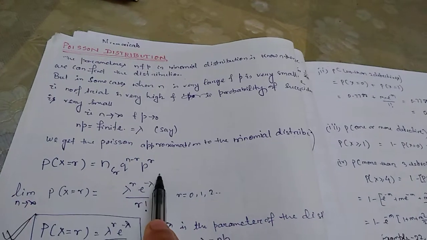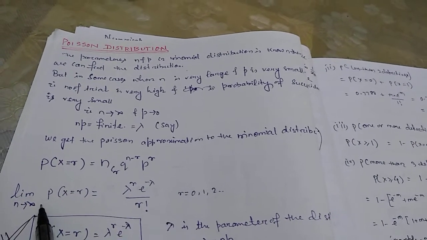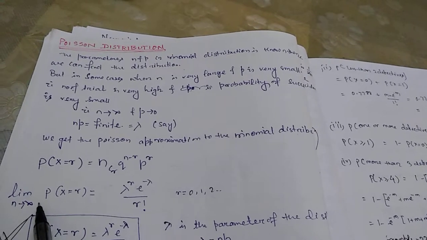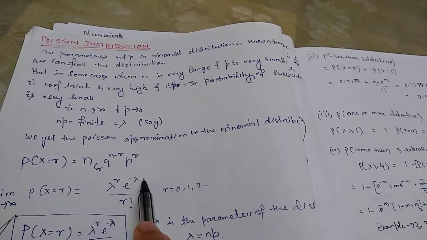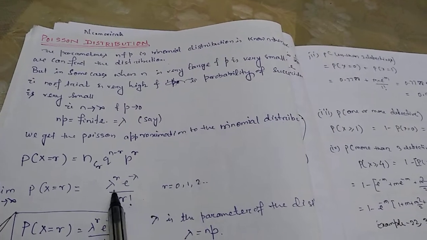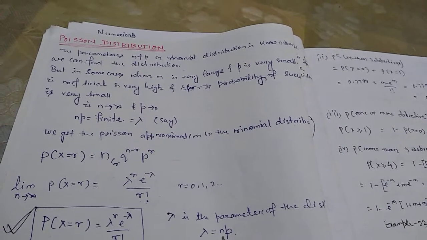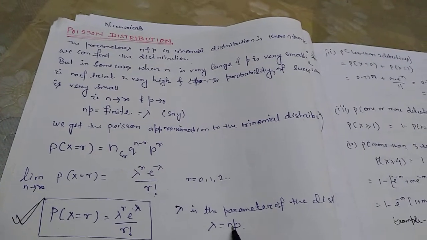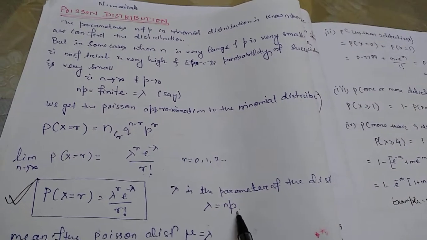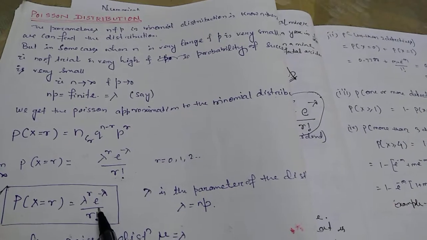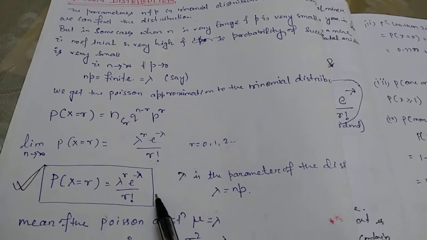You know that it is your binomial distribution, and Poisson distribution is the limiting case of binomial distribution when n tends to infinity, which is given by the formula lambda to the power r e to the power minus lambda by r factorial, where lambda is equal to n into p. Lambda is the parameter of this distribution, where n is your number of trials and p is your probability of success. And this is the formula for Poisson's distribution that you have to remember.